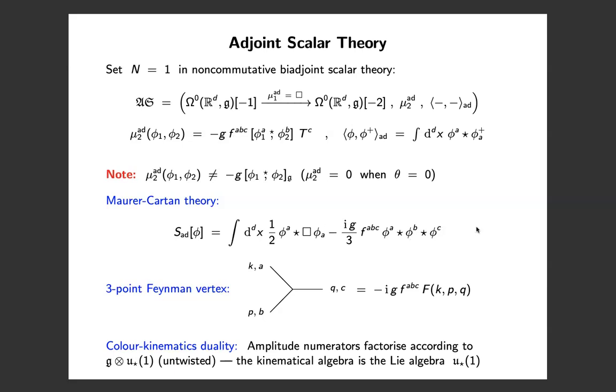Okay, so you can work out the Maurer-Cartan theory of this, and you find this action functional. And again, you can easily check that the interactions go away in the commutative limit when you erase stars. The 3-point Feynman vertex is what you expect. It's the product of the Lie algebra G with the kinematic Lie algebra U star of 1 that I wrote down before, and now really just the ordinary tensor product. Okay, and so this theory has a kinematical algebra, which we can identify as this Lie algebra U star of 1.